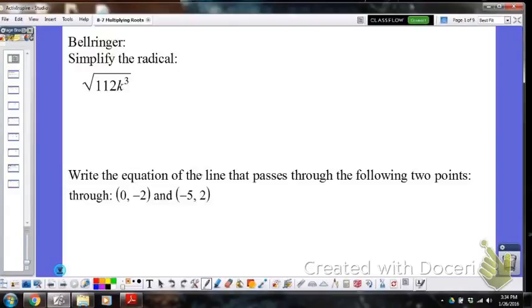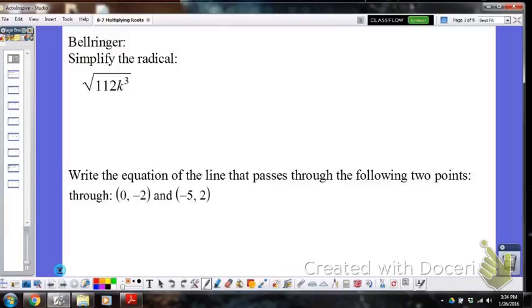Hey guys, let's get started with our bell ringer. You have two problems to do. You have to simplify the radical, the square root of 112k cubed, and then you need to write the equation of a line that passes through the following two points: (0, -2) and (-5, 2).